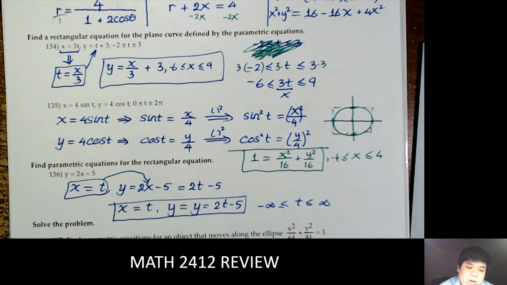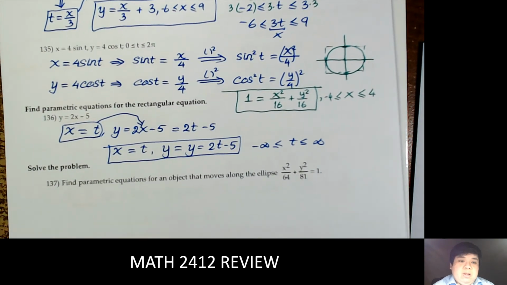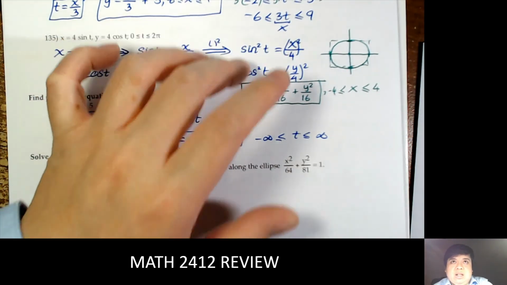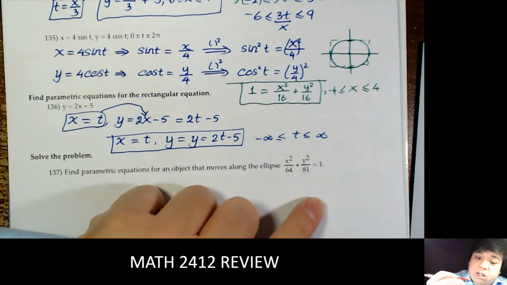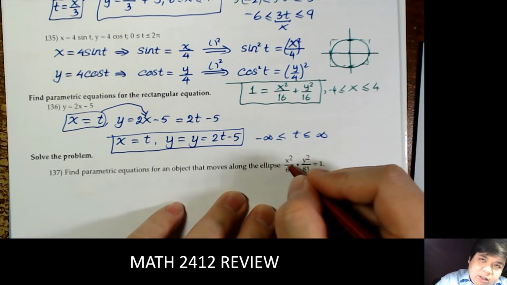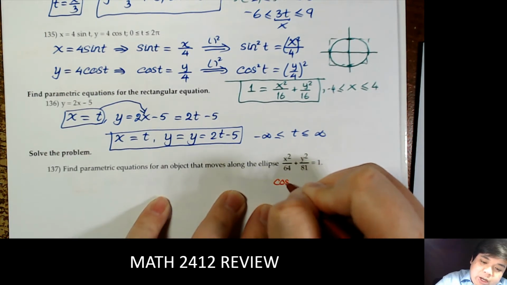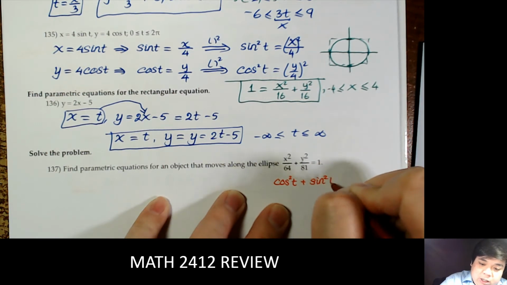Find the parametric equation for an object that moves along this ellipse. Again, in this case, it's not going to be easy to just let x and t equal each other. In fact, this is still kind of related to the identity. Remember, when we have 1, a very common identity is cosine squared plus sine squared equals 1.